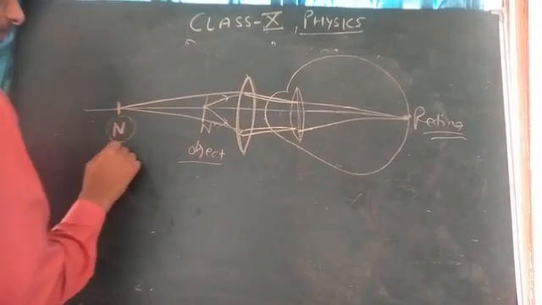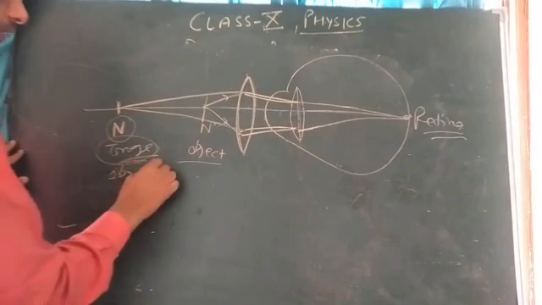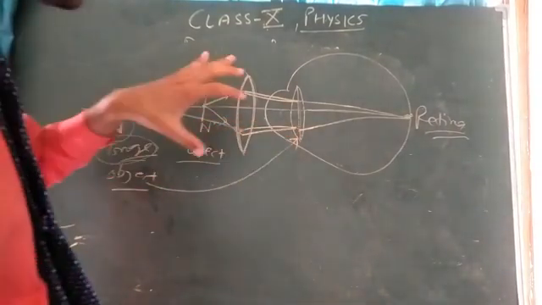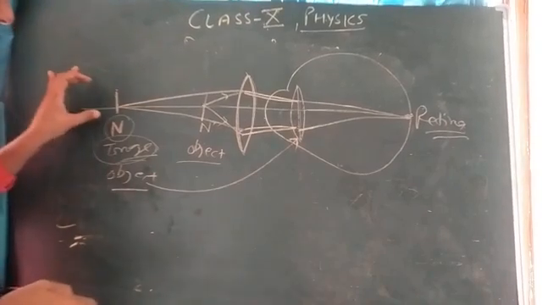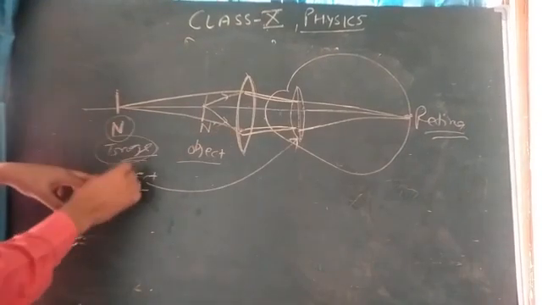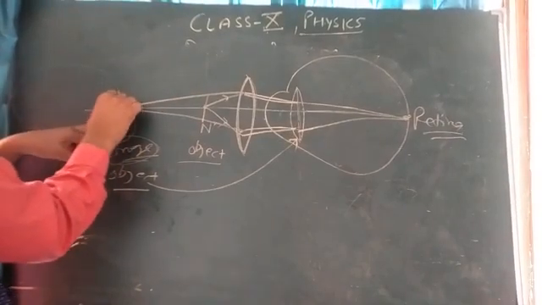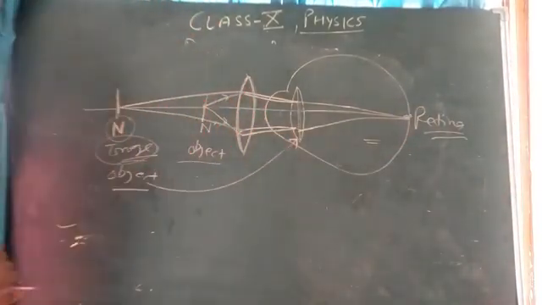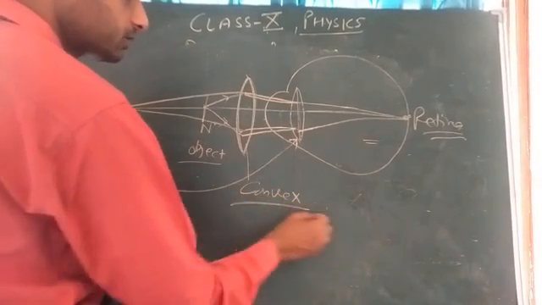and this image works as an object for the eye lens. Our eye lens is unable to see the object because this is the near point for this hypermetropic eye. So this image behaves as an object for the eye lens, and when the object is placed at this near point, then our eye can see properly. So we can say that the correction is done by the convex lens.